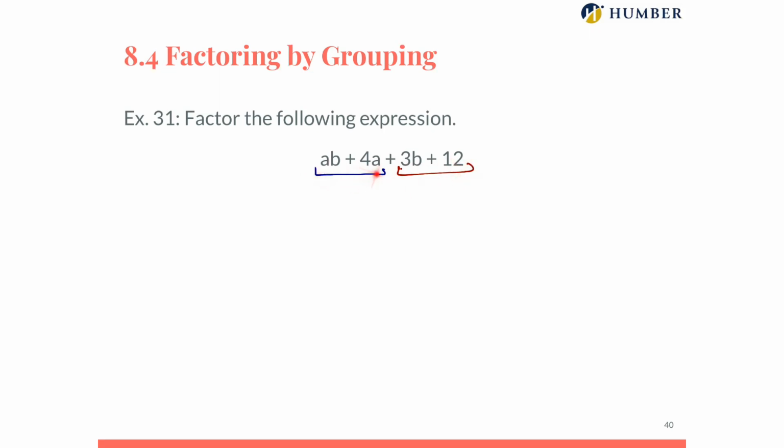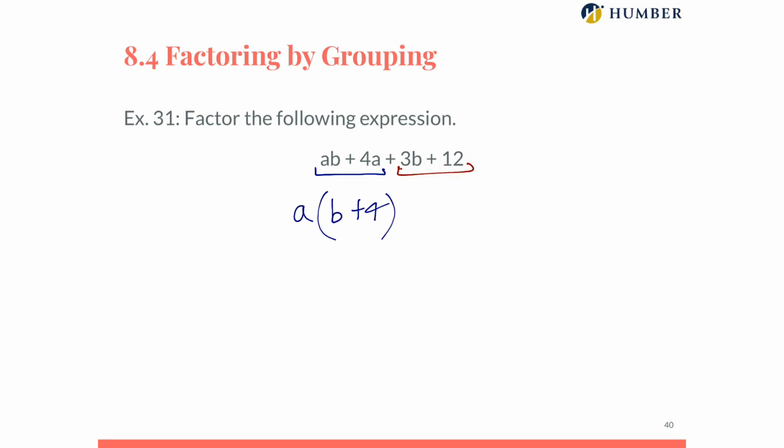Is there something that's common in the first 2? What's the most you can take out from the first 2? A, great. So A, and then what's left inside? B and... And what's between them? What sign would you put? +4. Okay, B + 4. Let's check. A times B would be AB, and A times the +4 would be that. Looks good.